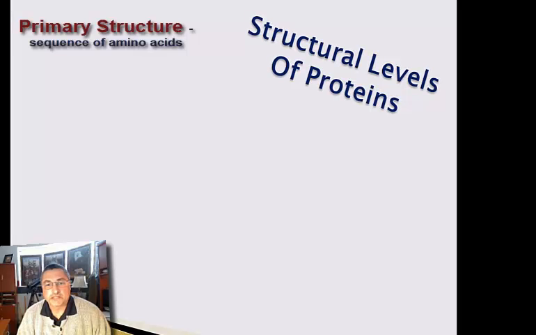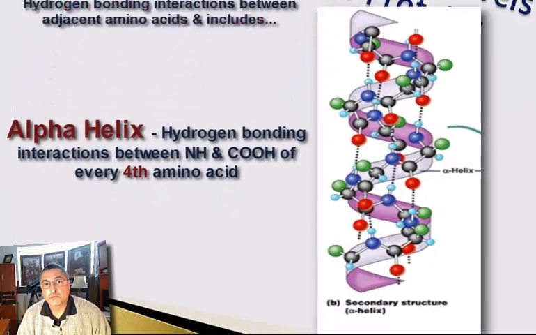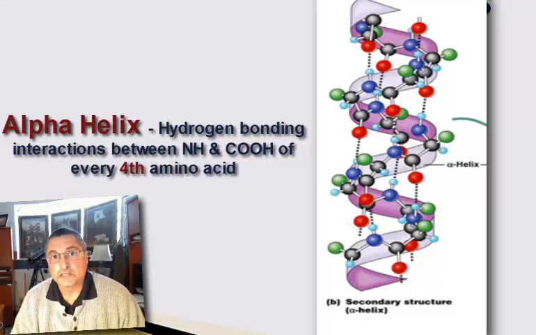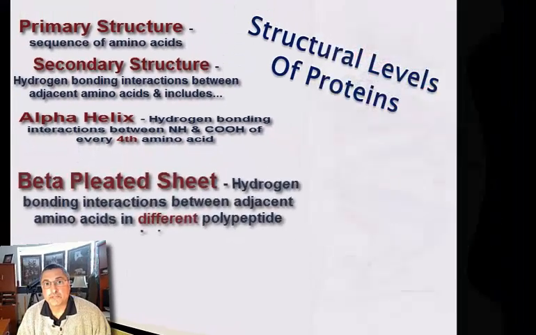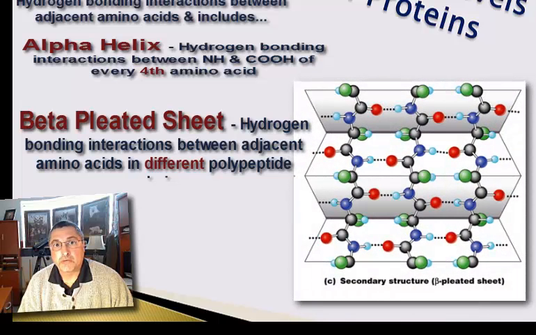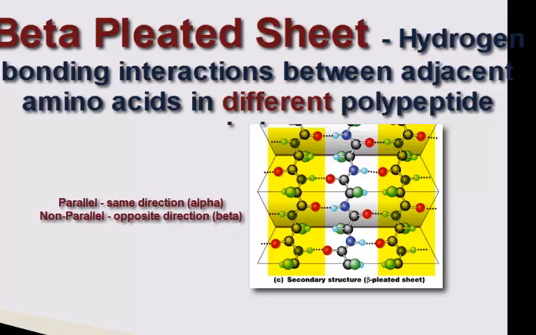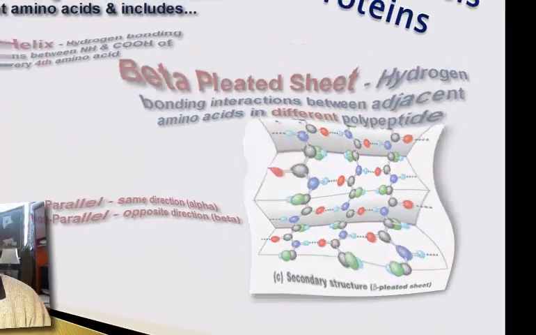The initial folding we call secondary. Now that secondary can be one of 2 types. It can be an alpha helix. It looks sort of like a corkscrew. In this case, what we're seeing is an interaction between the amine of one amino acid and the carboxyl group of another amino acid. Typically, these interactions are at every 4th amino acid. The other type is known as a pleated sheet. A pleated sheet sort of looks like bed sheets, in which we see polypeptide chains lining up with one another. And they're either going in the same direction, in that case we'd call it a parallel or an alpha pleated sheet, or they're going in opposite directions, we'd know it as a beta pleated sheet or non-parallel.